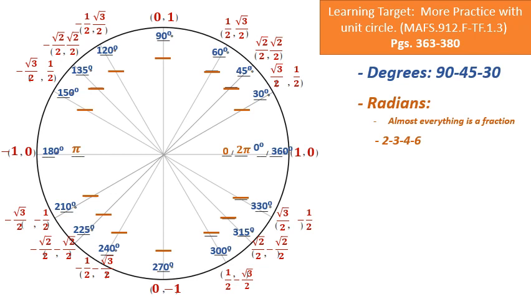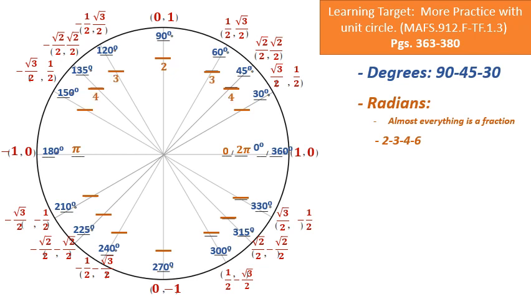2, 3, 4, 6. What happened to 5? 5's just not there. Okay? 2, 3, 4, 6. And here's what I want you to do. You hopefully know that if we start at 0, half the circle is pi. Half of that, so a quarter of the circle, 90 degrees, is going to be pi divided by 2. So the denominator at that top point at 90 degrees is 2.